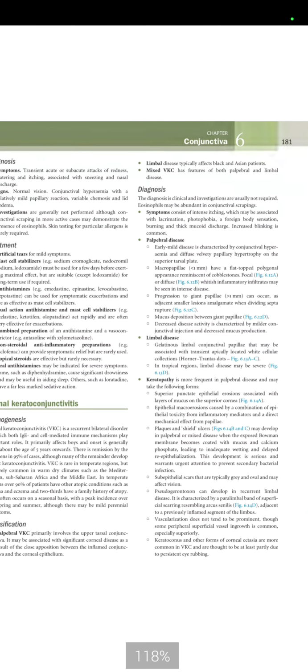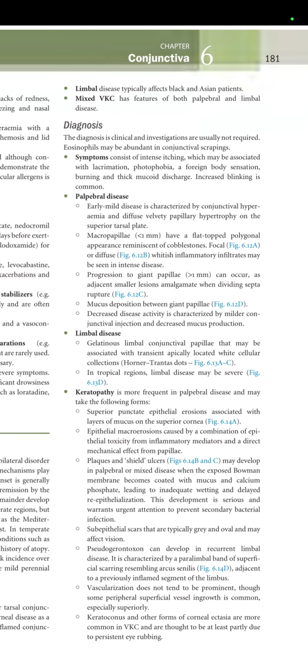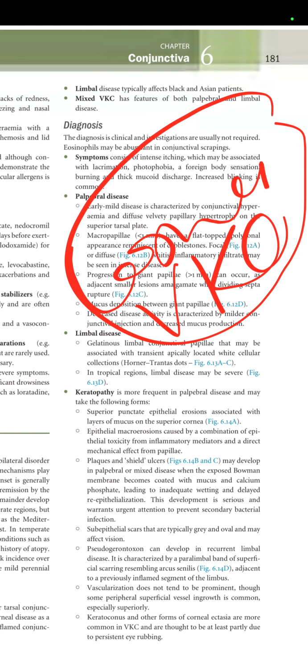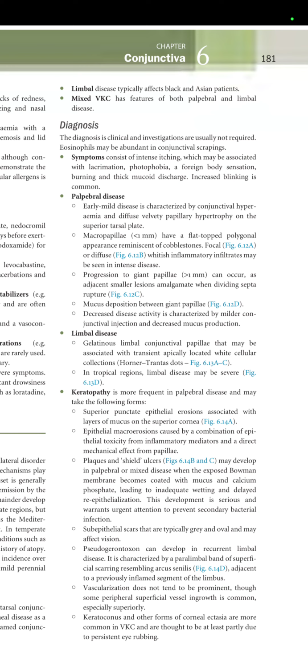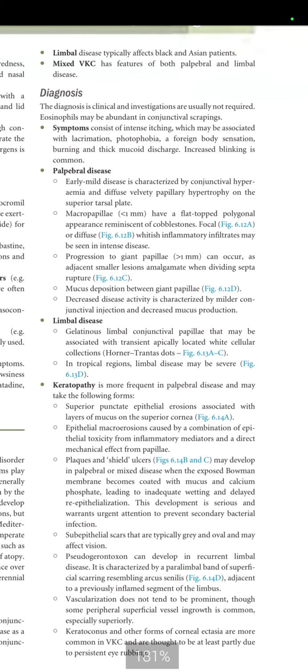Now next is keratopathy. Keratopathy is a corneal disease that occurs in conjunction with VKC. So what are the cornea features that occur? Keratopathy is more frequent in palpebral disease and may take the following forms. So why is it more common? Because the papillae on the conjunctiva rub on the cornea, which causes the keratopathy.